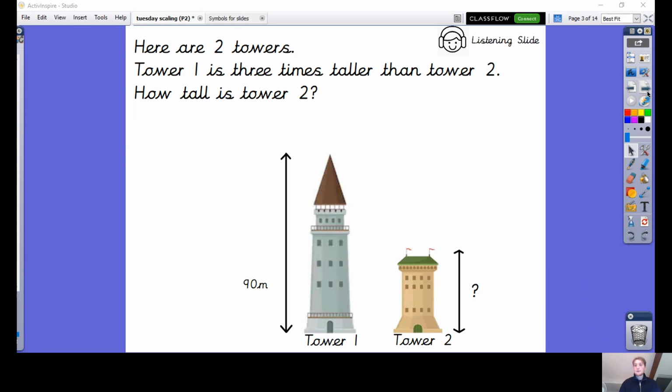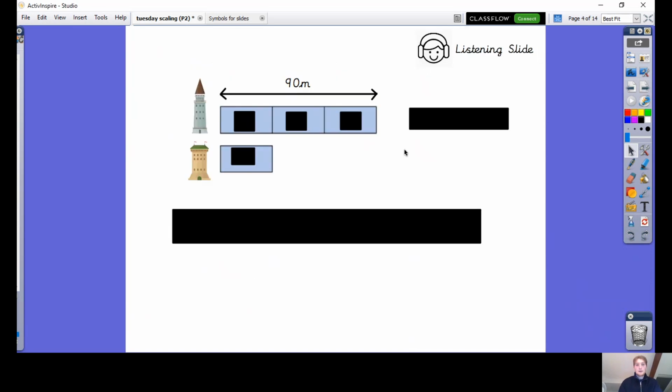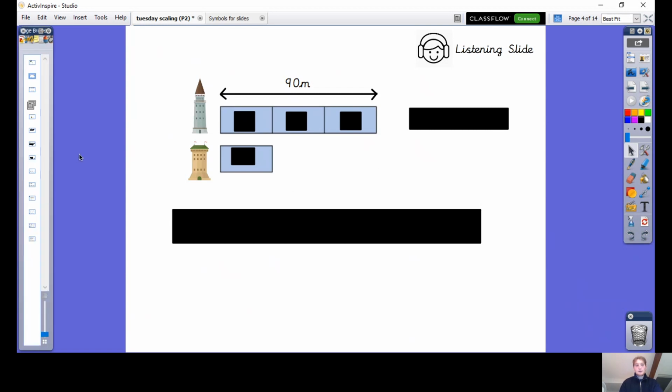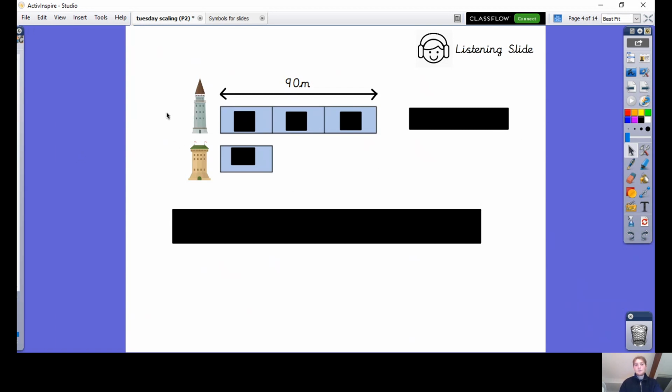Okay, so this is how we're going to solve our questions today. We're going to use a bar model to help us solve this. Now, like the question said, Tower 1 is 3 times the size of Tower 2. So I'm going to be drawing 3 bars compared to Tower 2's 1 bar, as it's 3 times bigger. I can then draw across the top 90 meters, because I know Tower 1 is 90 meters. So these 3 parts of the bar model will add up to 90 meters.